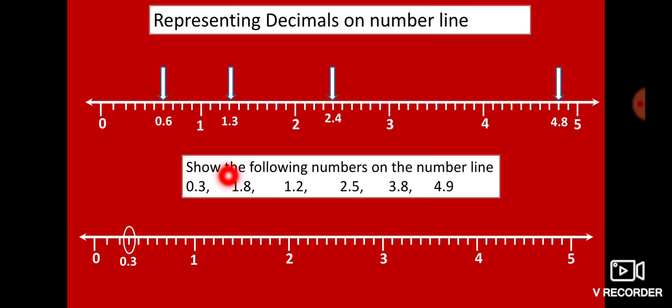Next 1.8. Where will be 1.8? After 1, the 8th point. Here, yes, 1.8. Then 1.2, you can see the place of 1.2 here, after 1, the second point. Then 2.5 is after 2, the fifth point. 3.8, you can see 3.8, just like 4.9. 4.9 is after 4, the ninth point. This is the representation of decimals on the number line.